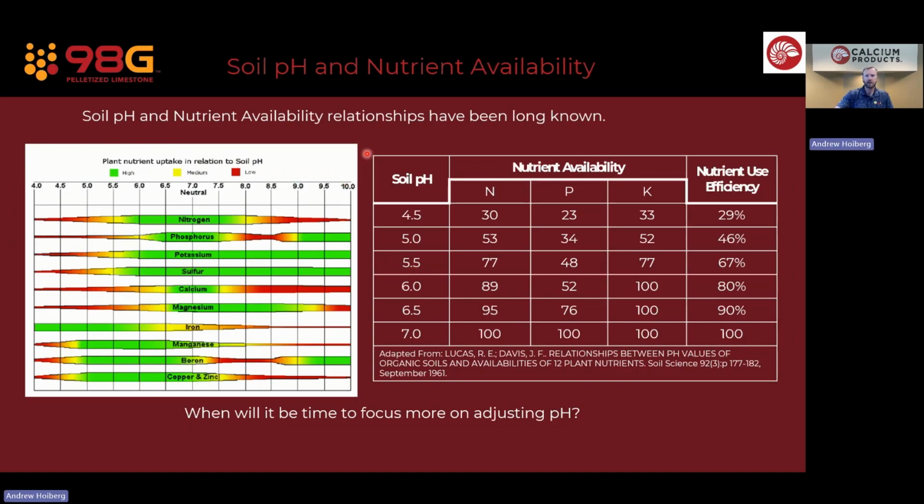A little bit more on this: the history of this particular graph goes all the way back to the 1940s, when they started realizing that soil pH had a massive impact on nutrient availability and nutrient use efficiency. So this graph was developed back then. And again, you can see that phosphorus is the one that has the smallest window of availability.